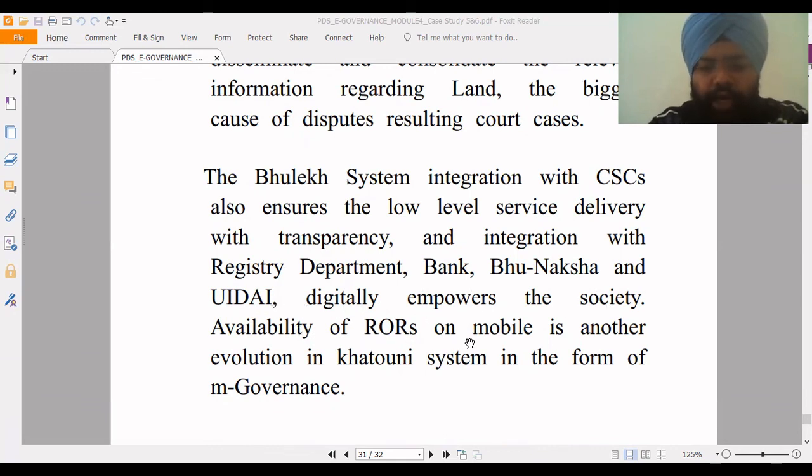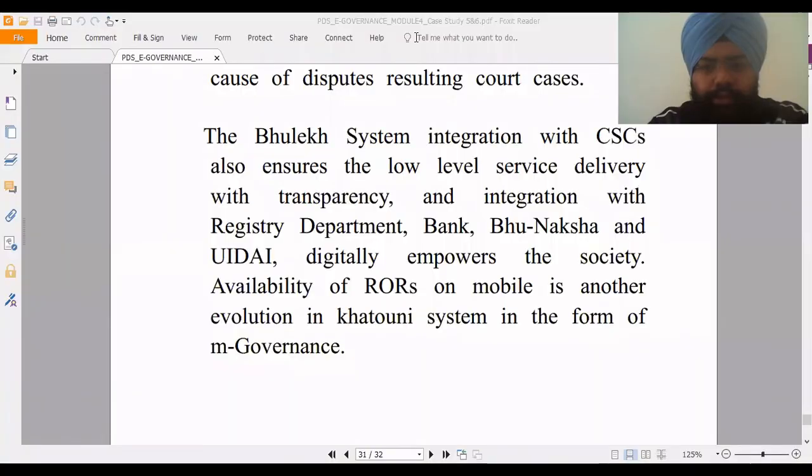Availability of ROR on mobile is another evolution in the Khatauni system in the form of M-governance. So here we end with this case study.